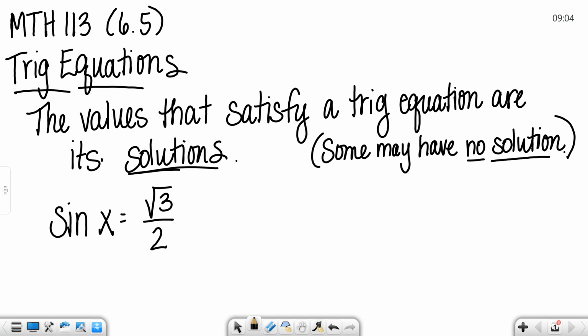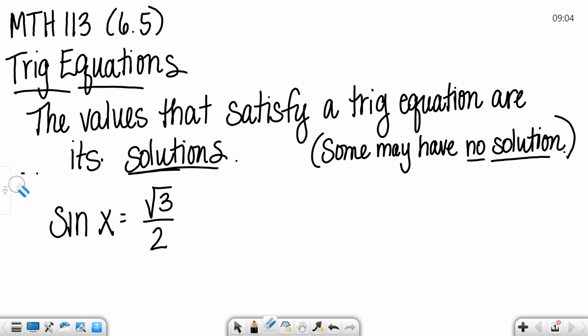So the values that satisfy a trig equation are its solutions, and sometimes there may be no solution, so that is an option. So one particular example would be if you were asked to solve the sine of x is equal to the square root of 3 over 2.